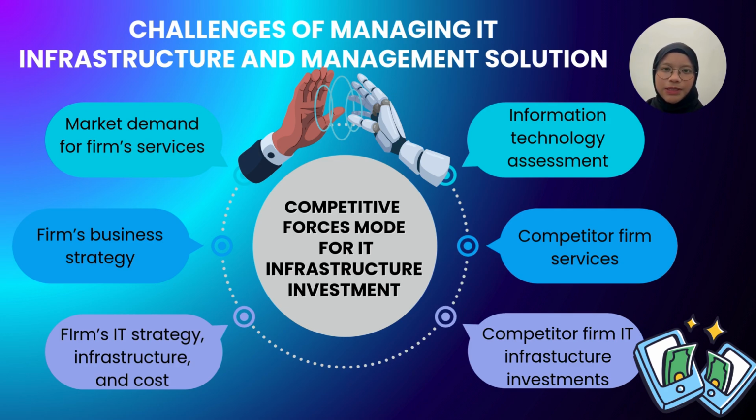Second is the firm's business strategy. Your company's business strategy is the long-term plan that outlines where the business is heading and how it plans to grow or compete in the next few years, usually over a 5-year period. When planning your IT infrastructure, you must check whether your current or future technology can support this business strategy. For example, if your company plans to expand globally, you might need cloud systems that support remote teams and customers in different countries.